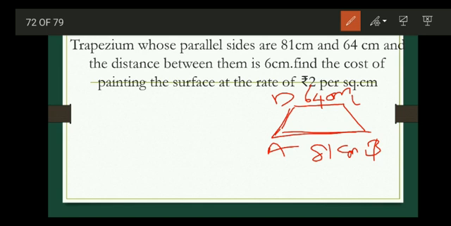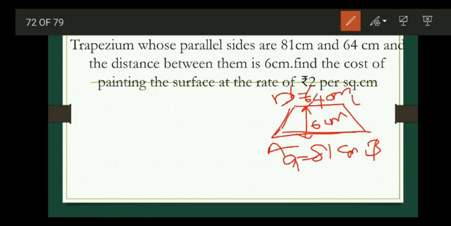So one parallel side will take it as A, other will take it as B. Okay, so A is equal to 81 centimeter, B is equal to 64 centimeter. And they have given distance between them is 6 centimeter. That is, distance between the parallel sides is 6 centimeter, that is height is equal to 6 centimeter. They are asking us to find the cost of painting the surface.